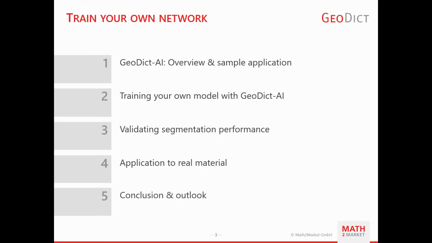As for the agenda of my talk, in the first part I will give you a quick overview of Geodict AI and I will show you a sample scan that we want to segment. In the second part I will show you how you can train your own custom neural network using Geodict AI with the goal of segmenting this scan. In the third part I will show you some approaches and best practices in order to validate the performance of the trained neural network. And finally, in the fourth part we will apply the trained neural network to the scan that I've introduced in part 1.